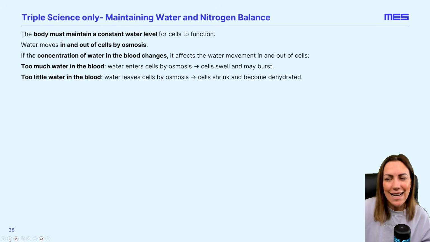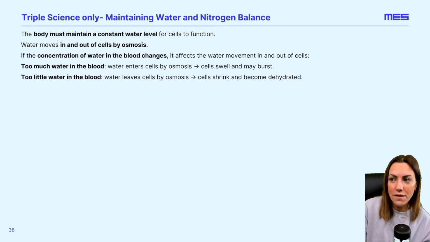Okay, let's have a look at probably the hardest bit in Module 5 for Triple Science. This is all about maintaining water and nitrogen balance. So it's going to take us into the kidney. Obviously, our body must maintain a constant water level for cells to function.